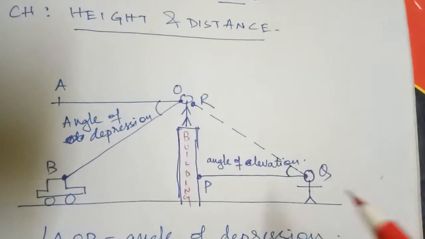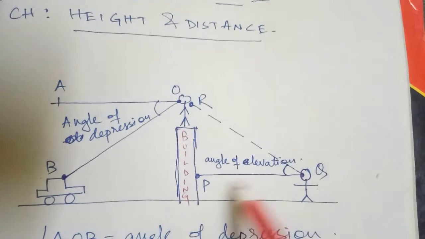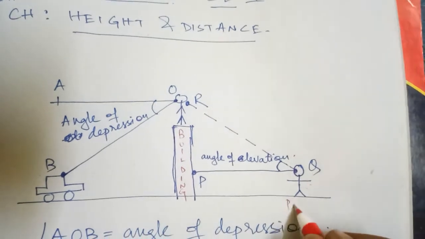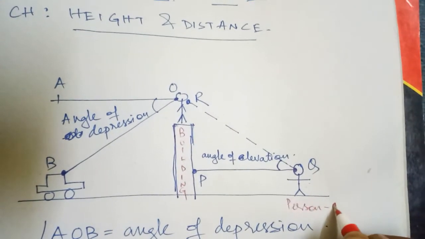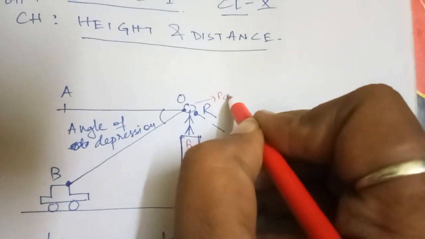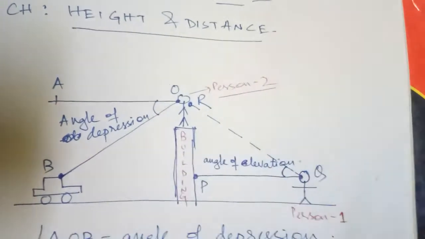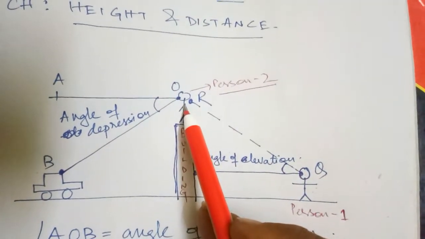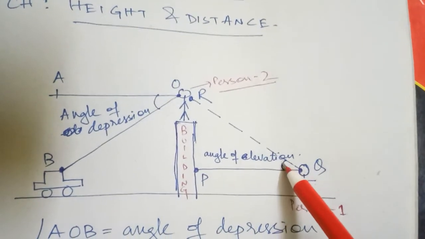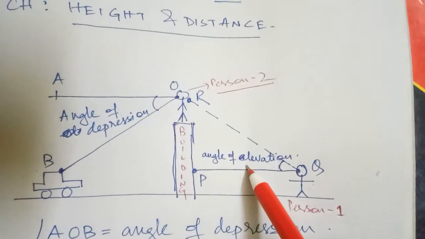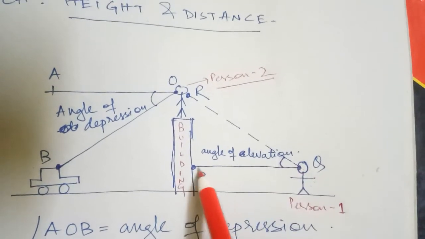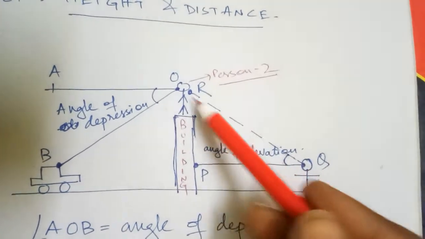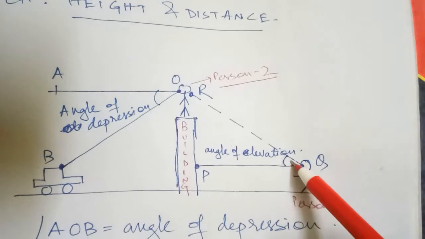Now, first I come across to the person standing on this side. Suppose a person is standing here. This is person 1 and this is person 2. Person 1 is standing and looking at person 2, forming one angle. This angle I have named the angle of elevation. See, this is the line of sight. Line of sight means the eye position of person 1 looking to person 2, and that forms the angle of elevation.